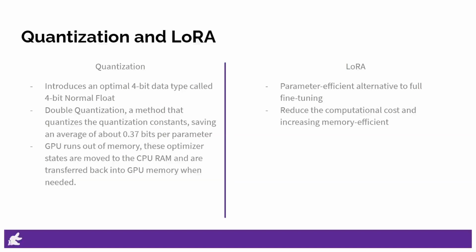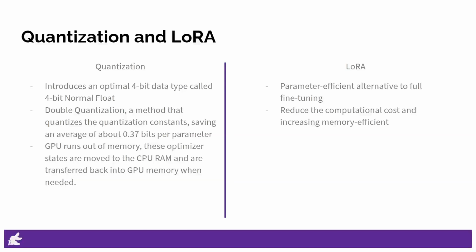QLoRA introduces an optimal 4-bit data type called 4-bit normal float, which yields better empirical results than 4-bit integers and 4-bit floats. Double quantization is a technique introduced in QLoRA to further reduce the memory footprint of quantization constants without degrading performance. It works by quantizing the quantization constants. Double quantization is particularly useful for achieving additional memory savings when using small block sizes.